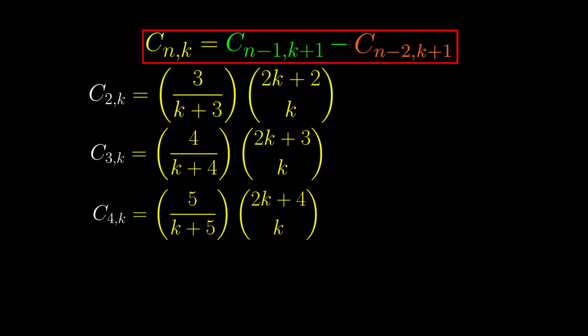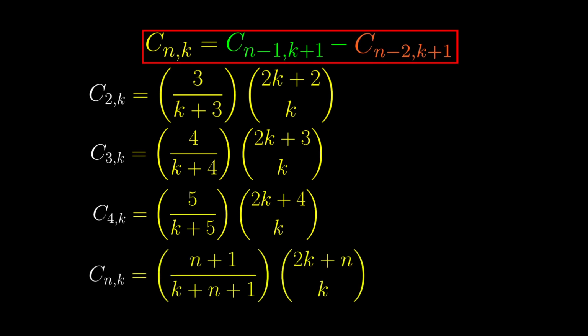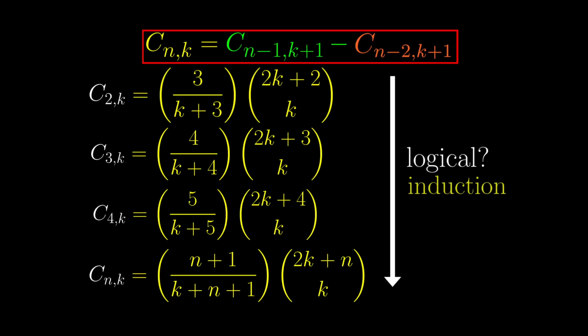So now the general form of Cnk can be found using this general formula, and in fact, you can check that this formula also holds for n equals 0 and 1. Of course, we can't say this is a logical proof, so we can use mathematical induction to make these all valid if you want.